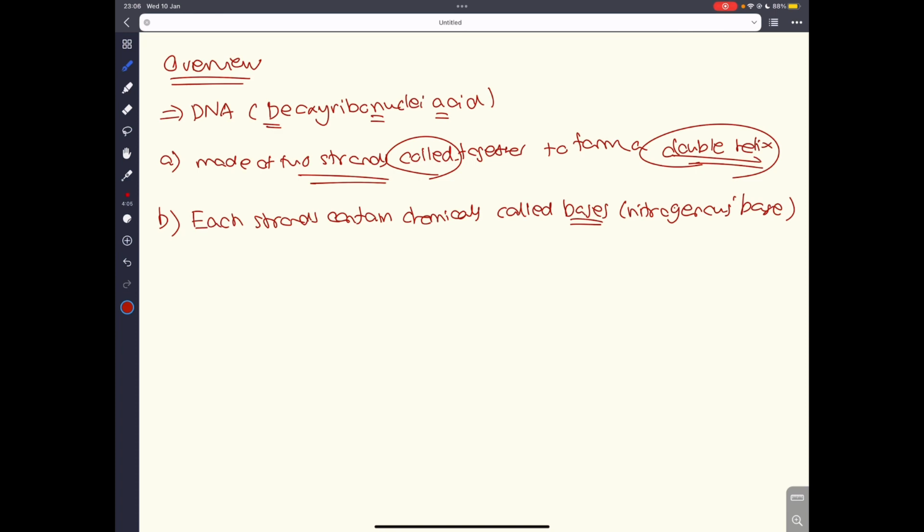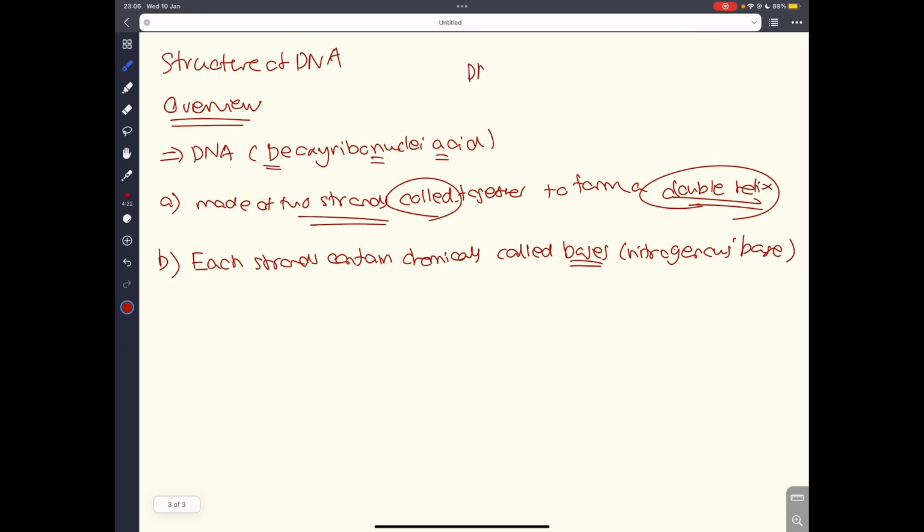Now, DNA is a very important molecule because DNA is the mastermind of the cell. It is basically the commander, the captain of the cell, if you would like. So it controls cell activity. How does it control cell activity? Now, DNA contains genetic information. Essentially, it contains the instructions to make proteins.